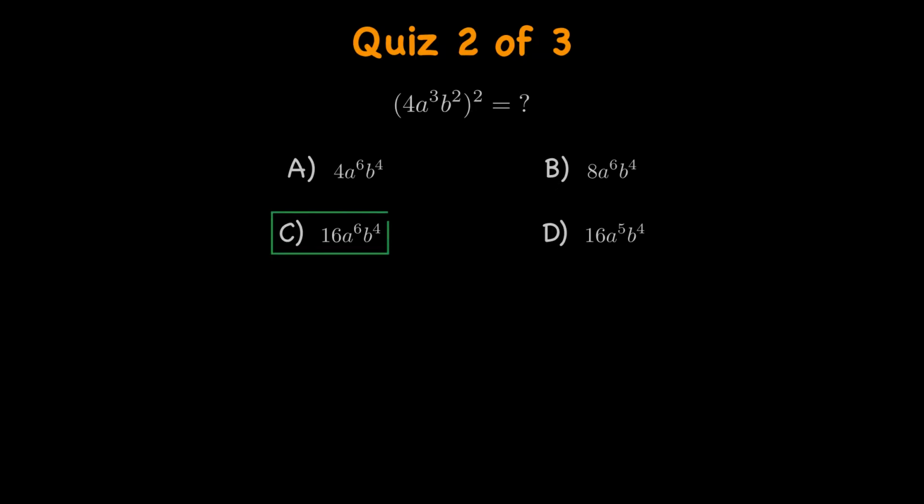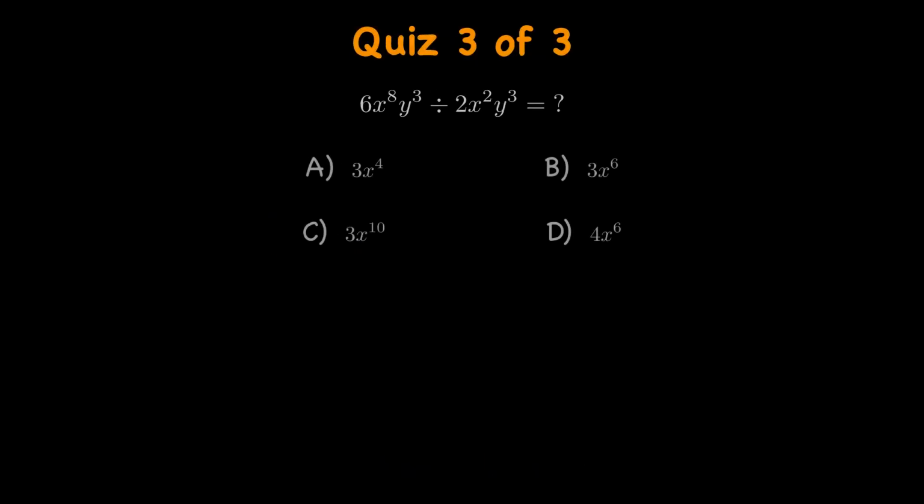What is your answer? The answer is C, 16a to the 6, b to the 4. 4 squared is 16, not 4 or 8. a cubed squared means 3 times 2 equals 6. b squared squared means 2 times 2 equals 4. If you chose A, you forgot to square the coefficient 4.